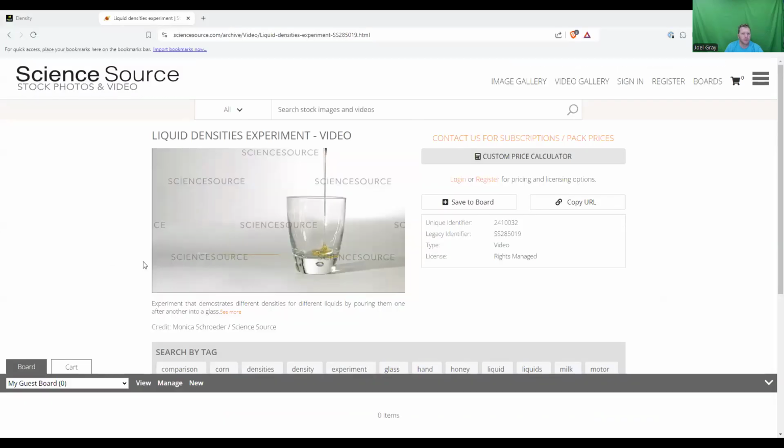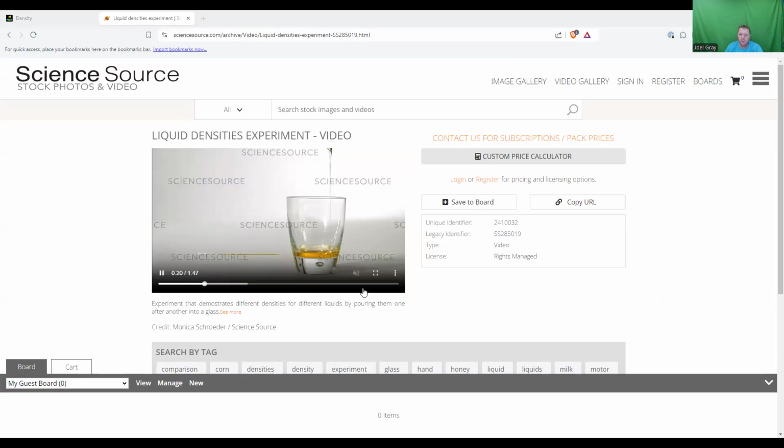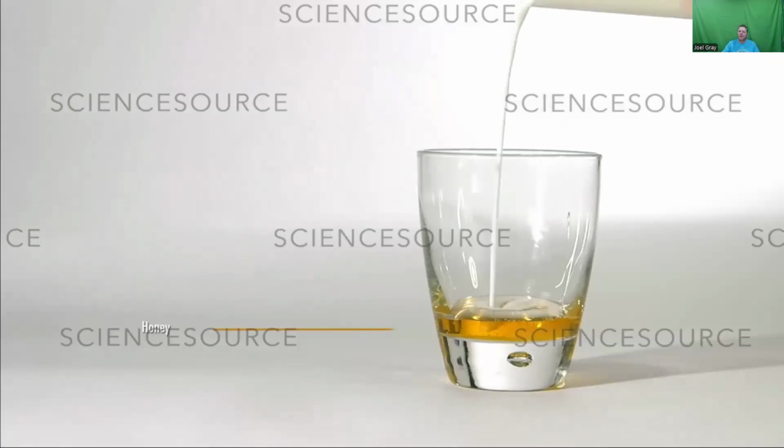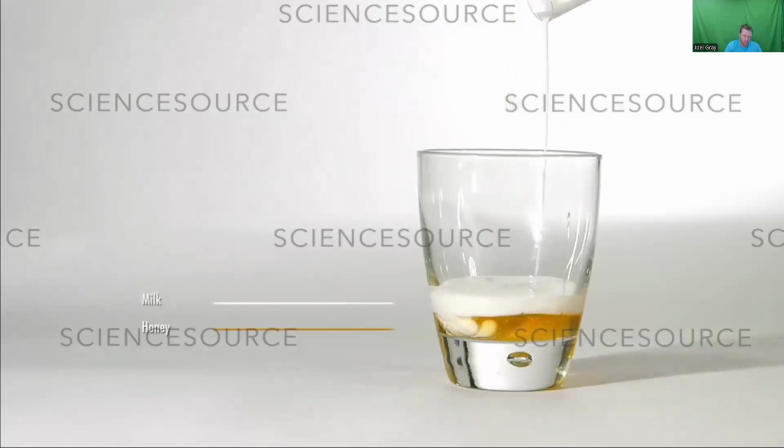So here what we have is a liquid being added to a glass. The first one that we're going to do is honey. Now you know from your own experience of using honey or eating honey that it has some unique properties. One, it's a very viscous substance.